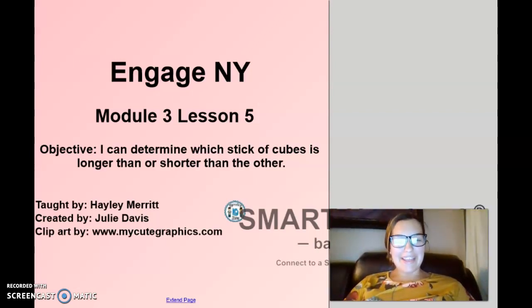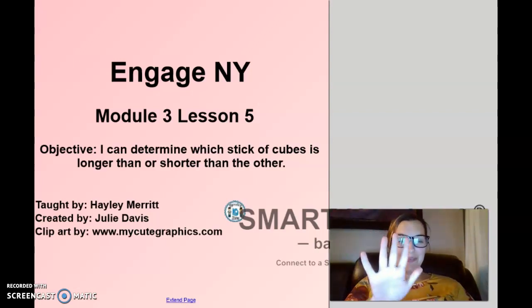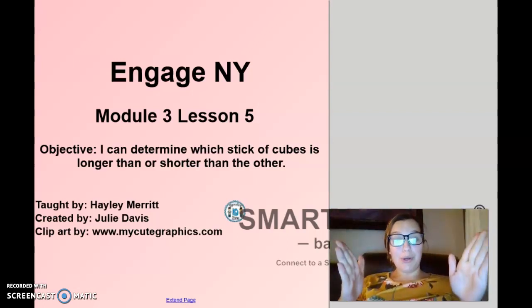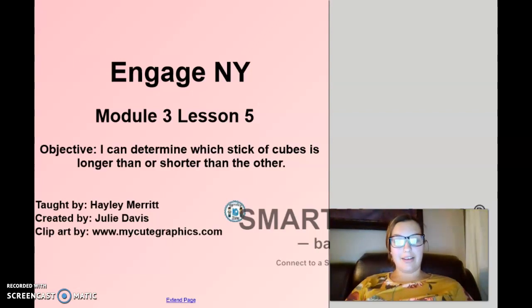Hi, kindergarten. It's Mrs. Merritt again. Today we're going to do Module 3, Lesson 5. And our objective is I can determine which stick of cubes is longer or shorter than the other.